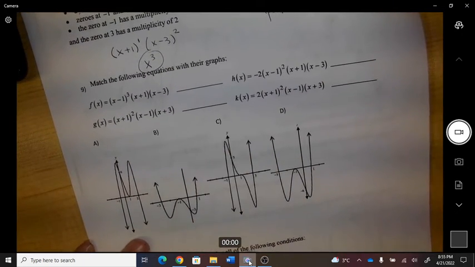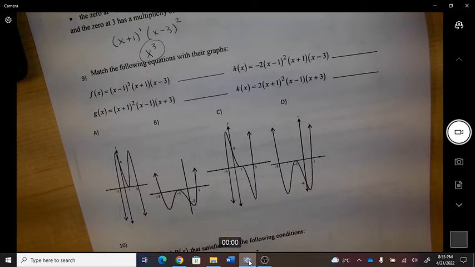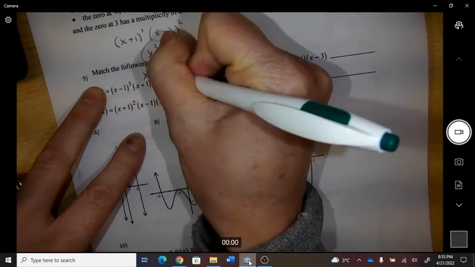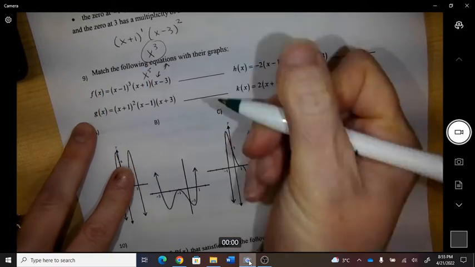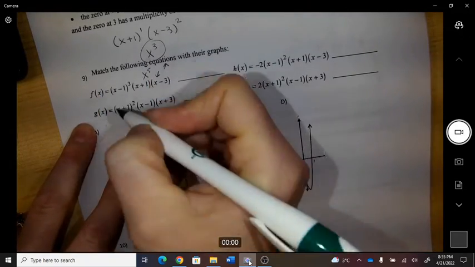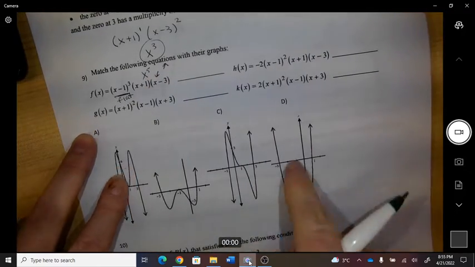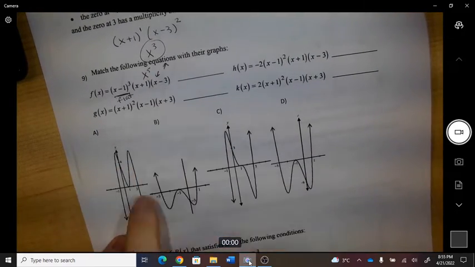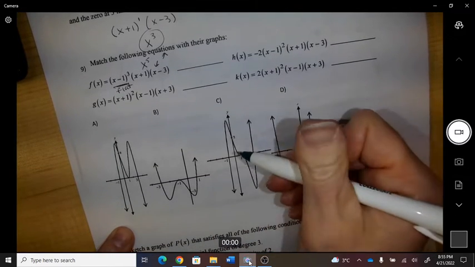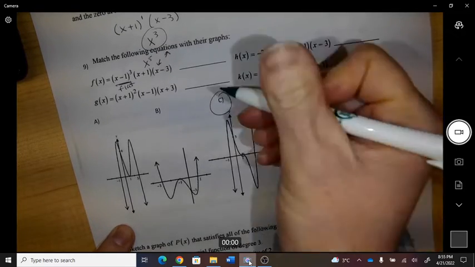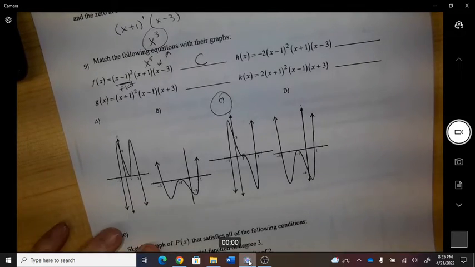Match with their graph. Okay, so what do we know? 3, 4, 5. This is a fifth. So we do know that, and it's going to have a flatten. And I think, looking at this, it's the only one with a flatten. So I need arrowheads in that direction with a flatten. So that would be C. So C is used up.